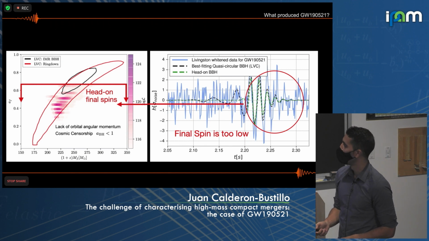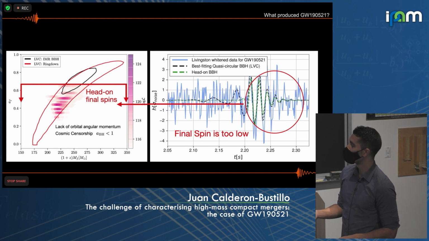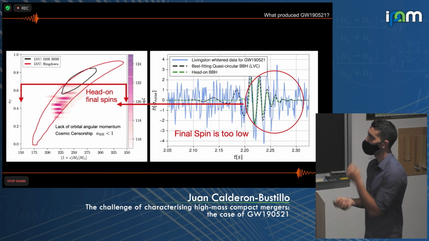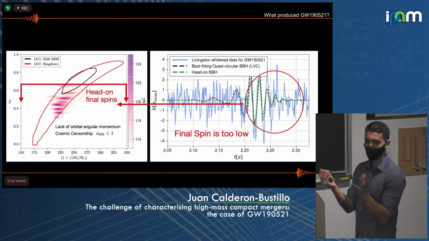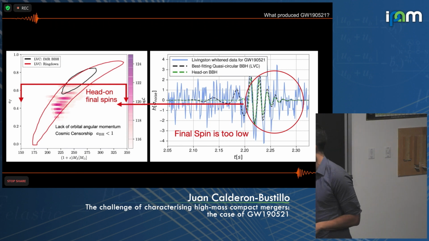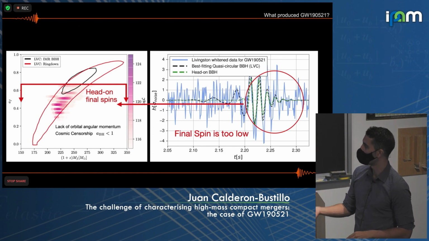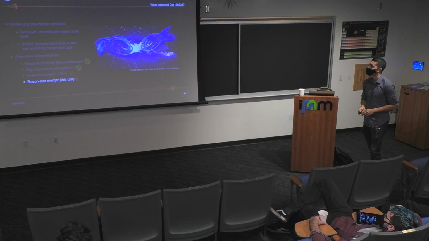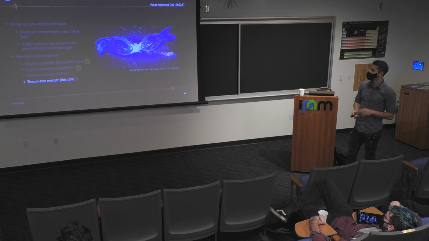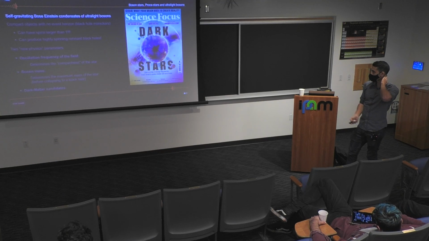binary black holes. And you may say, well, I can just spin up the black holes and then get a higher final spin, but this is not possible because the black holes are bounded by the cosmic censorship that imposes a limit of spin equal or lower than 1. So this gets us to the boson-star mergers.